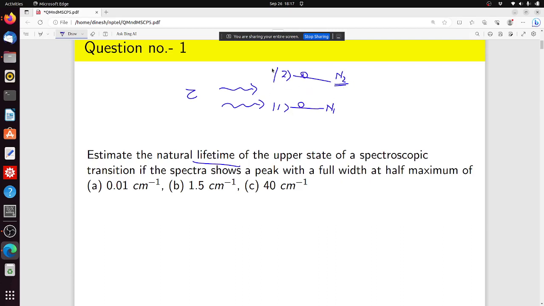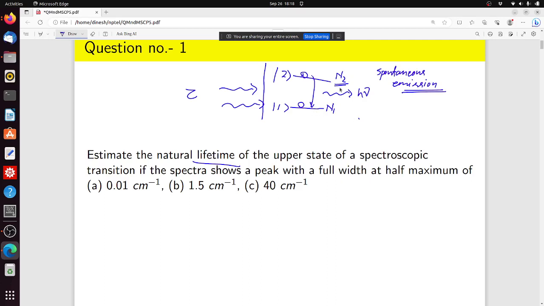Now you turn off the light, that means you don't supply any external energy to this system. Then in this case, these excited particles or excited electrons will jump to the ground state by emitting energy, right? This kind of process is called spontaneous emission. Okay.